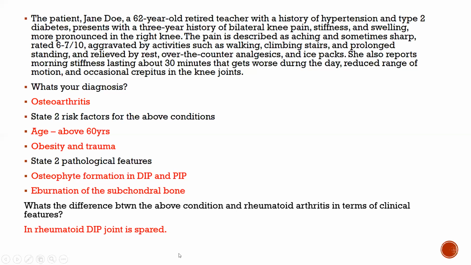Okay, so the difference between these conditions, rheumatoid arthritis and osteoarthritis. This is where the trick was: 30 minutes that gets worse during the day. The other one gets better during the day, with activities. Once someone gets out of bed and starts walking, doing activities, just any activity, it gets resolved. That's rheumatoid arthritis. The other difference is that in rheumatoid arthritis, the DIP joint is spared.